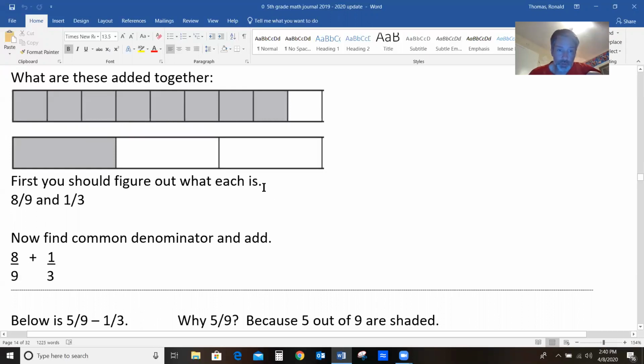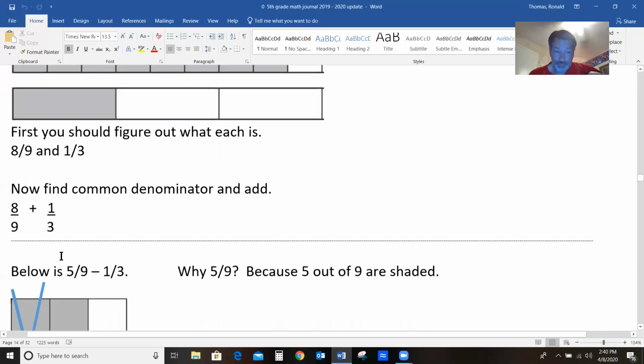It's 1/3 here. So what are they added together? You add it up. 8/9 and 1/3. Remember, you got to find a common denominator. You remember how we did that? Would a 3 go into a 9? Solve this problem down here if you can. But a 3 would go into a 9. You could put a 27. Remember, you could multiply those out. But I'm just saying, what would it be?